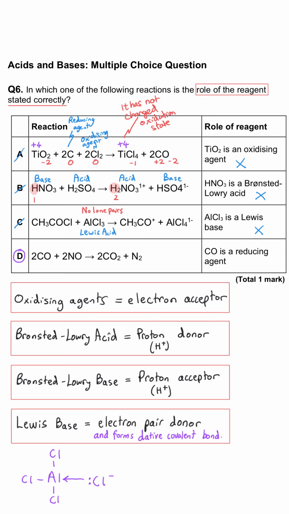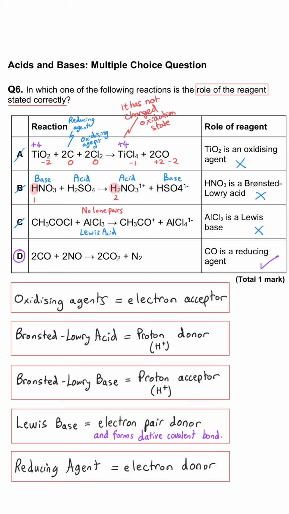Carbon monoxide is a reducing agent, and that makes sense because reducing agents are electron donors. And so the carbon begins with an oxidation state of +2, and it finishes with an oxidation state of +4, which means it must have lost 2 electrons, which it has donated to the nitrogen atoms. And so D is the correct answer. The carbon monoxide is a reducing agent because the carbon has donated electrons.